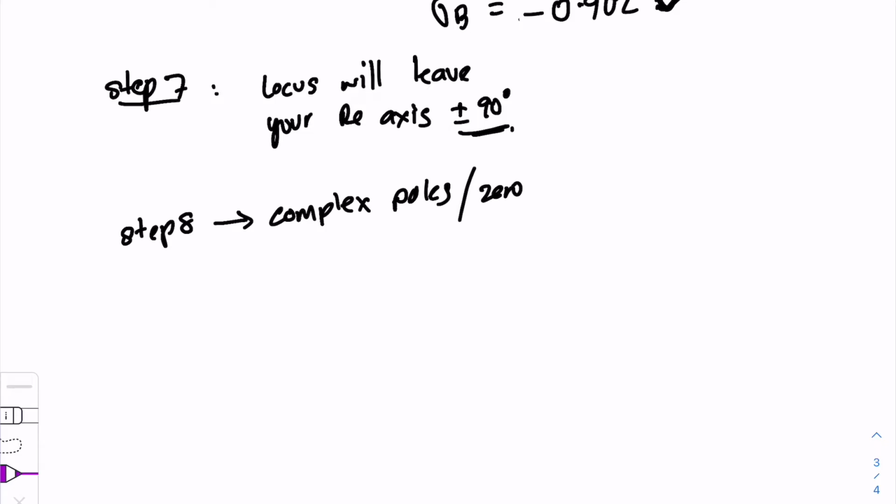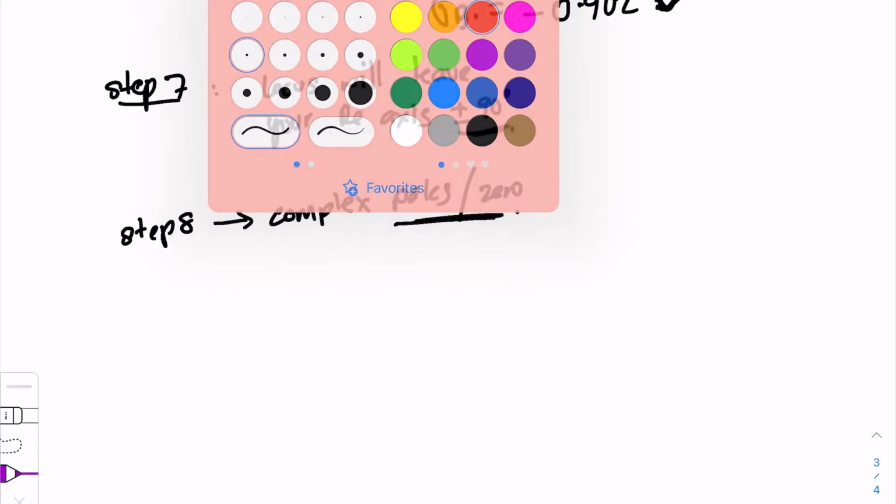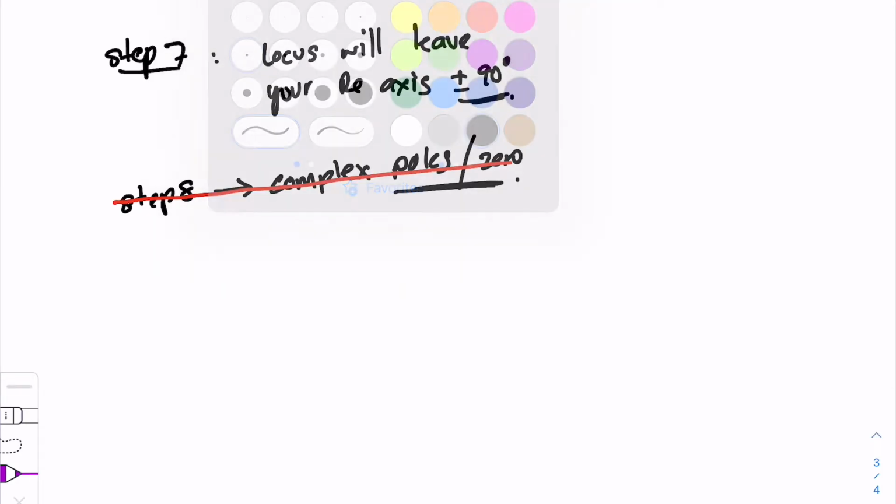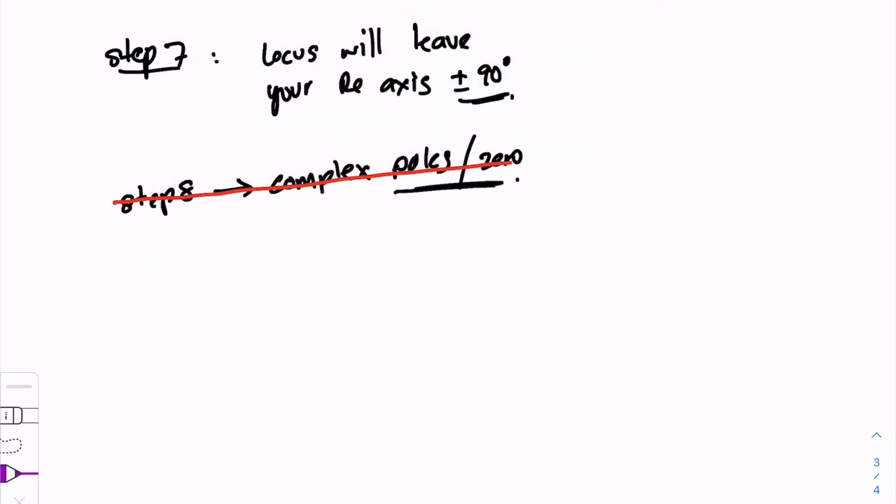So if you have any complex pole and complex zero, then you're going to do step number 8. In this case, you don't have any, so I'm not going to do it. Okay, so we just skip step number 8. I will show you a different example that requires you to do step number 8. So we're going to skip into step number 9.